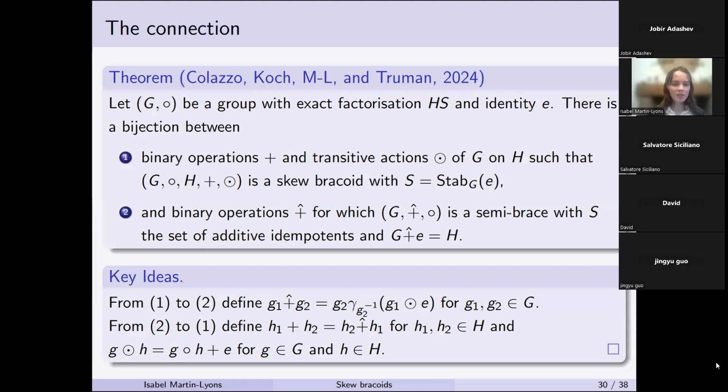And what should the action be? Well, G acting on H is G circle H plus E. So we just do the multiplicative operation from the semi-brace and then project into the group part, which is H.